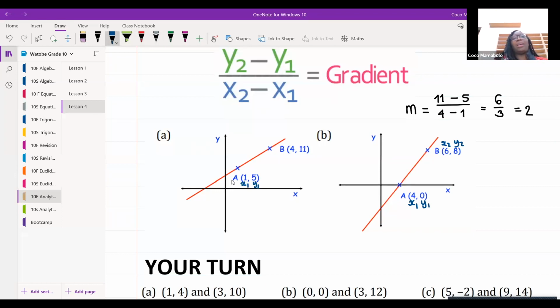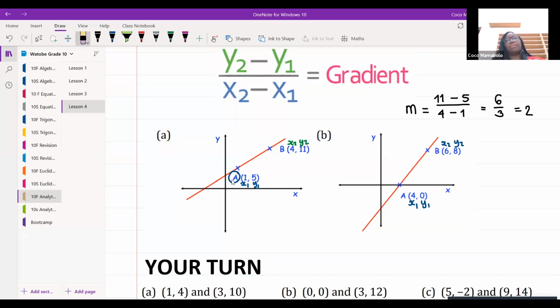Do you guys see that in my formula, there's an X1 and a Y1. So I'm going to choose this value for A to be X1 and Y1. And then up here, I'm going to name this one X2 and Y2 because my formula has an X2 and a Y2. Now, what I'm going to do is substitute the one with the other. So I want you guys to try that.